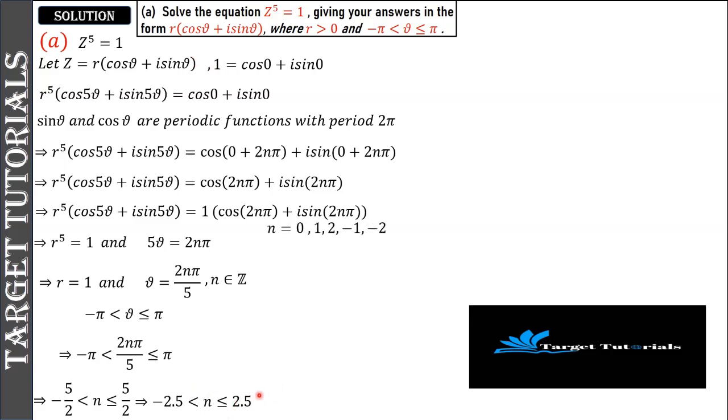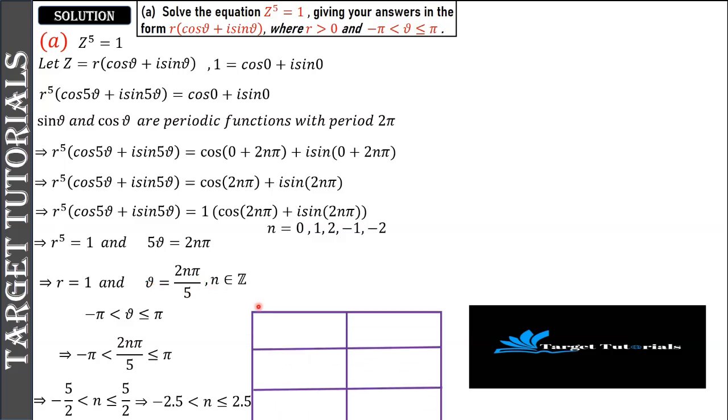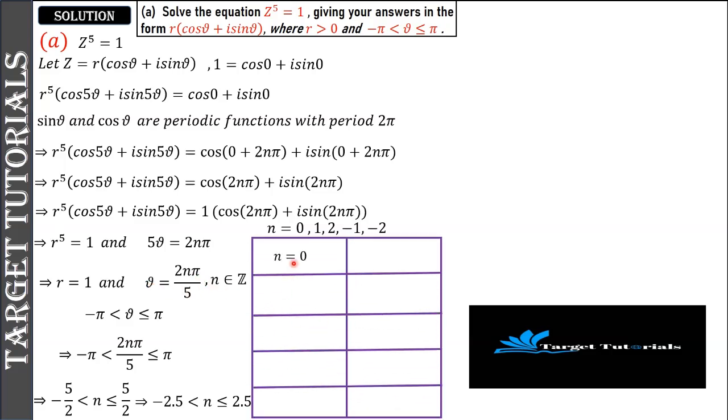From which, inside this interval, we can conclude that n is going to be equal to 0, 1, 2, -1, and -2. Why? Because inside this interval we can have 0 as an integer, we can have 1, we can have 2, we can have -1, and we can as well have -2. Having these values of n, we can therefore get the values of theta, because theta is in terms of n. So when n equals 0, theta is equal to 0.